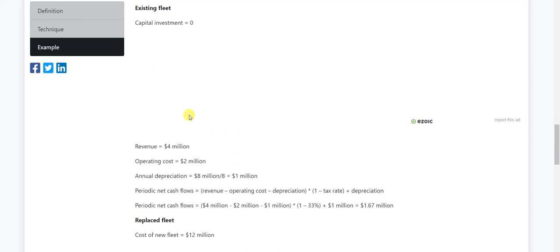Capital investment is 0, revenue is 4 million, operating cost is 2 million, annual depreciation is 8 million divided by 8, which is equal to 1 million.